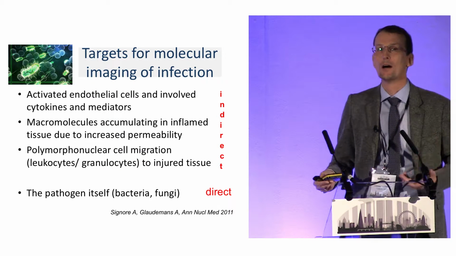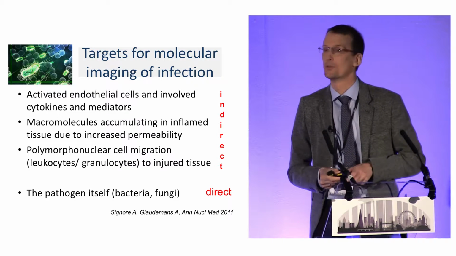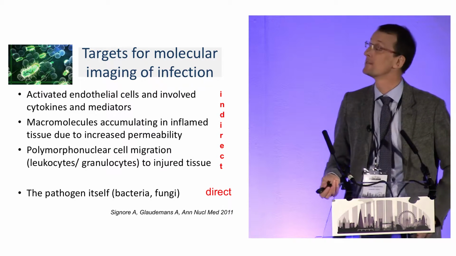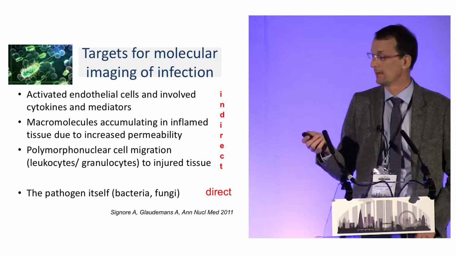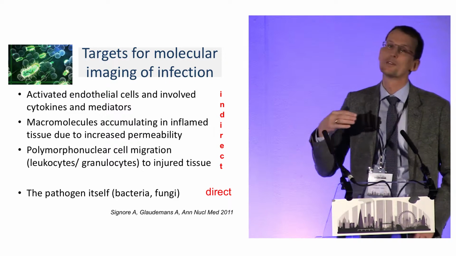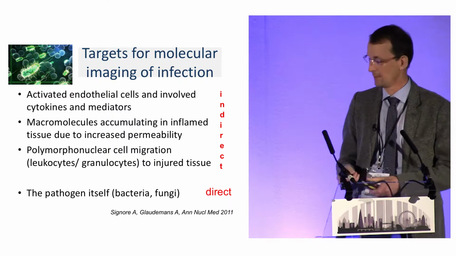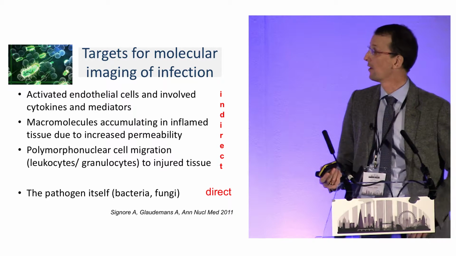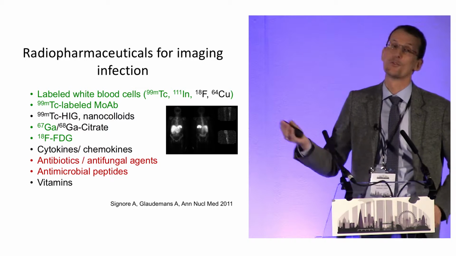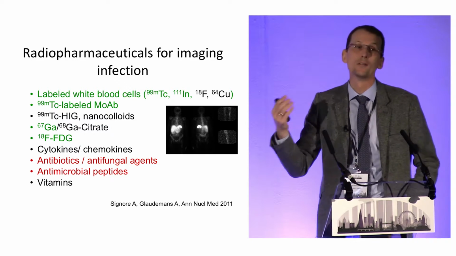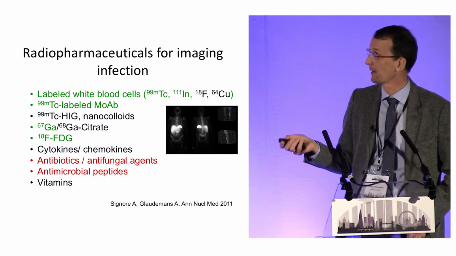For example, radio-labeled leukocytes are used widely, particularly in the US, for general infection imaging. Of course, it would be more interesting and more specific to have tools to image the pathogen itself, be it bacteria or fungi. And also here, people have tried to develop different compounds to be more specific in this respect.